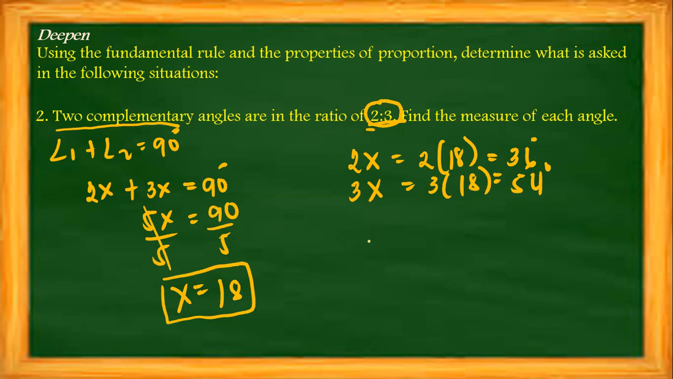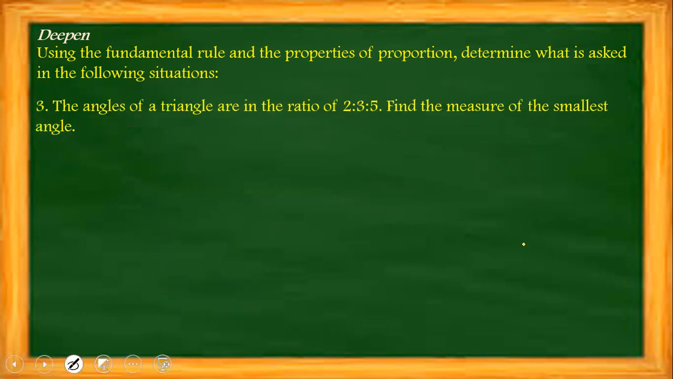Now let's check if our answer is correct. Let's add 36 degrees and 54 degrees. The total must be 90 degrees. So 36 plus 54 degrees, the answer is 90 degrees. All right, our answers are correct. How about the last problem? The angles of a triangle are in the ratio of 2 is to 3 is to 5. Find the measure of the smallest angle.